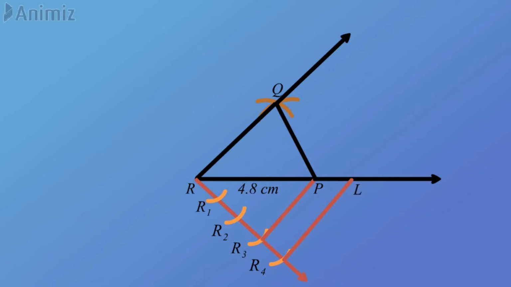Now from point L, draw a line parallel to PQ. It will touch the ray RQ at point T. So you will get both the triangles: RTL, that is your larger triangle, and RQP is the smaller one, and R is the common vertex.